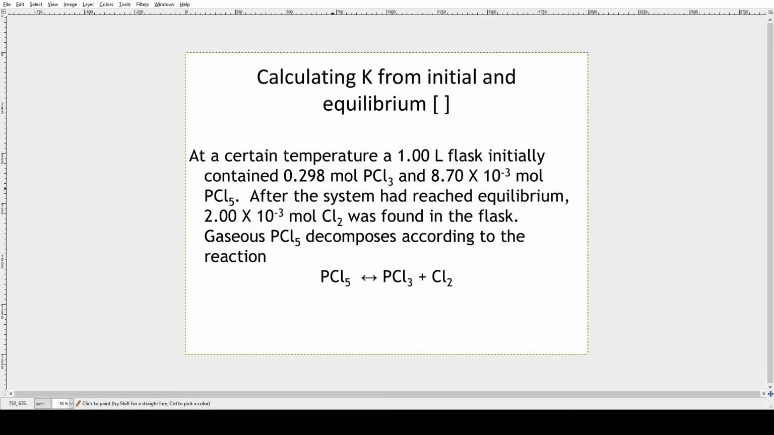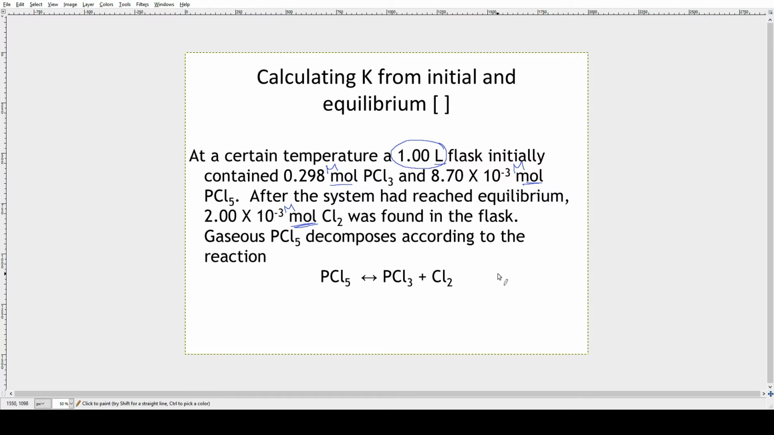So here they're giving us moles and liters again. Moles and liters, moles and liters. So I have to change this into molarity, but they've been nice to us and they gave us that's 1 liter. So all of these are just divided by 1. So I have 0.298 molarity PCl3, 8.70 times 10 to the negative third molarity PCl5, and I have 2 times 10 to the negative third molarity Cl2. Because they were all divided by 1, the numbers stayed the same.